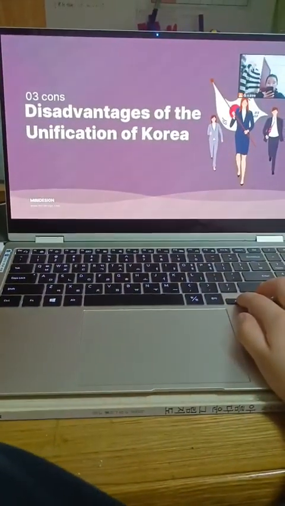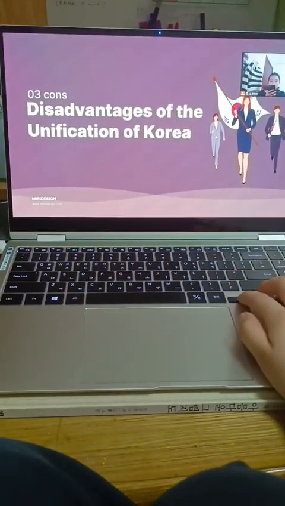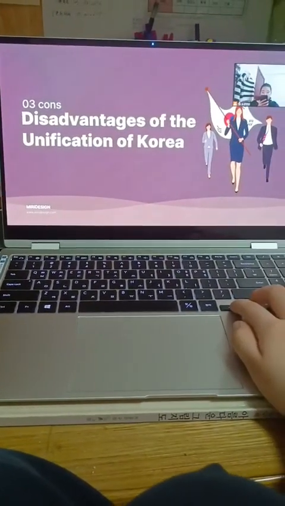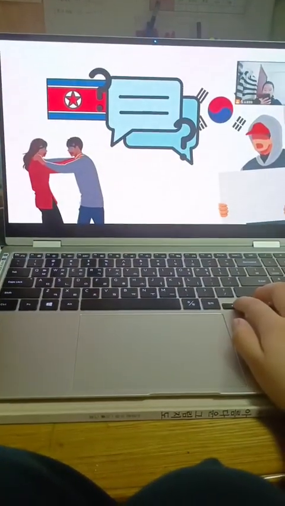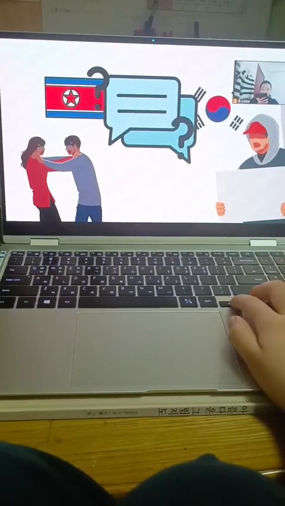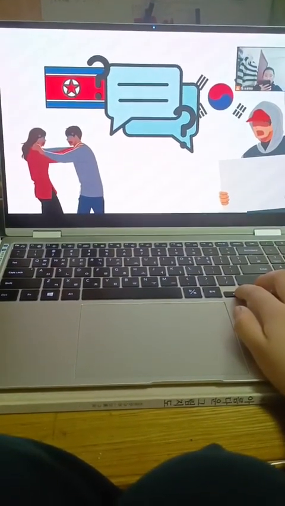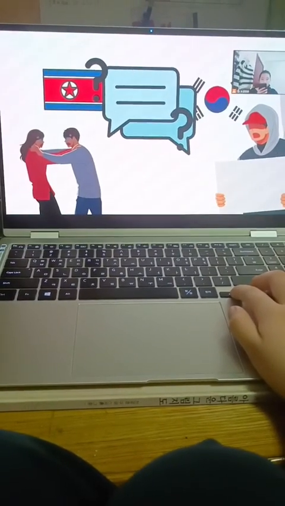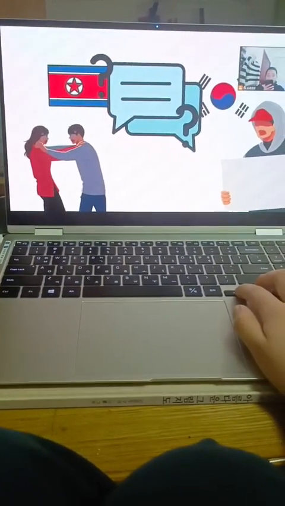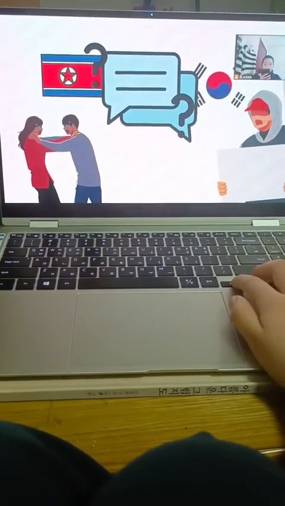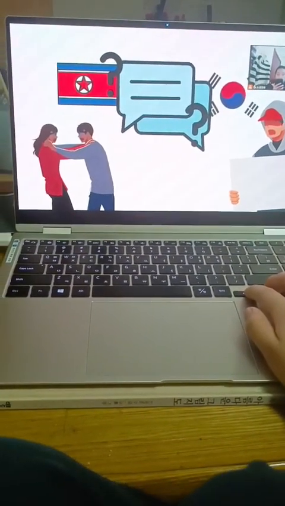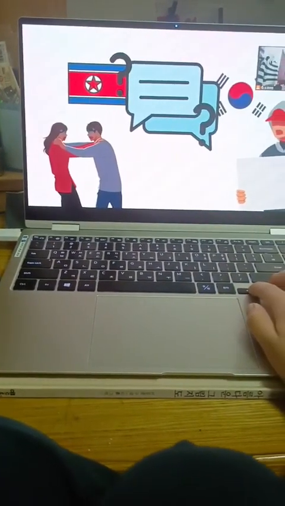However, everything has two sides. The unification of Korea does not always bring benefits, but also causes a lot of problems. First, unification might cause commotion due to the language differences. When North and South Korea are unified, the fundamentals are similar, so casual conversation won't be difficult. However, the difference in language is huge. The difference between North and South Korean neologisms is hard to overcome.